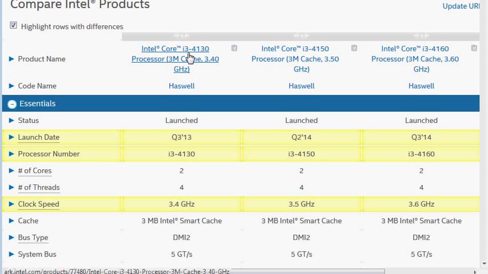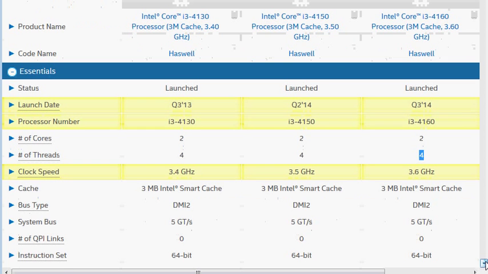It's the same series as the Core i3-4130. You will see a 200 megahertz clock improvement, and the i3-4130, 4150 and 4160 all belong to the Haswell processor family. The i3-4160 is the most recent launch. The others were launched earlier. They are dual core and they have hyper threading support, which makes multiprocessing much faster.